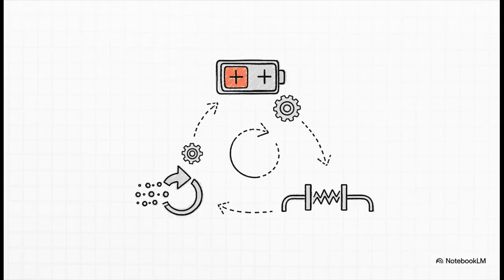And this all leads us to one of the most famous and important rules in all of physics, and it's right here on our student's note, Ohm's law. V equals I times R. Voltage equals current times resistance. It's just this elegant little formula that perfectly connects all three of the concepts we've just talked about.